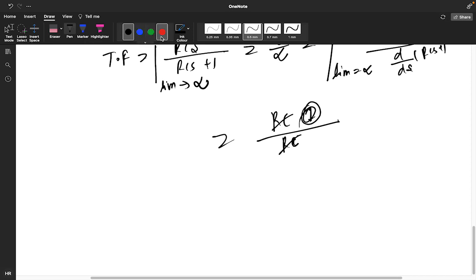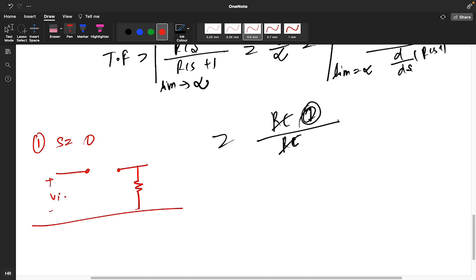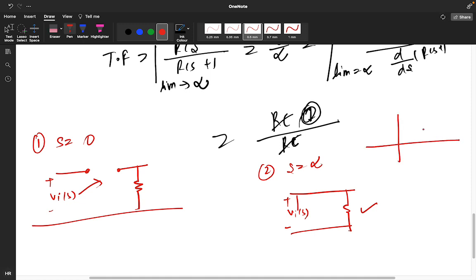So the case is like this: at s equals 0, the signal is getting stopped, it's not passing this current. But at s equals infinite, what is happening? Your voltage is getting across, so it's passing. So what particular graph are you getting? Some cutoff frequency up to infinite.